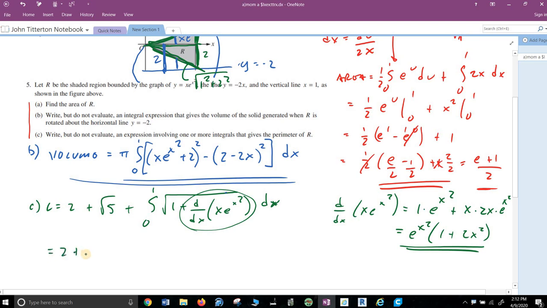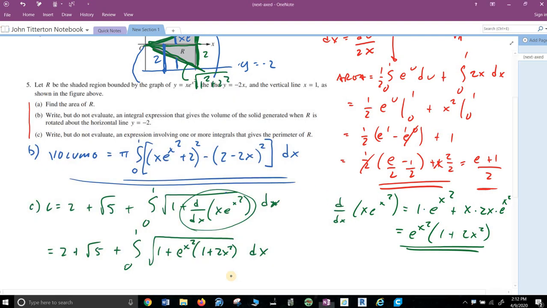So the length is 2 plus root 5 plus, remember it said leave the integral, and you would have a very good discussion about, well, if I'm leaving the integral, why do I have to take the derivative inside? It doesn't say leave the derivative, it says leave the integral, which, yeah, got me, but that's life. 1 plus 2x squared dx. That is it.